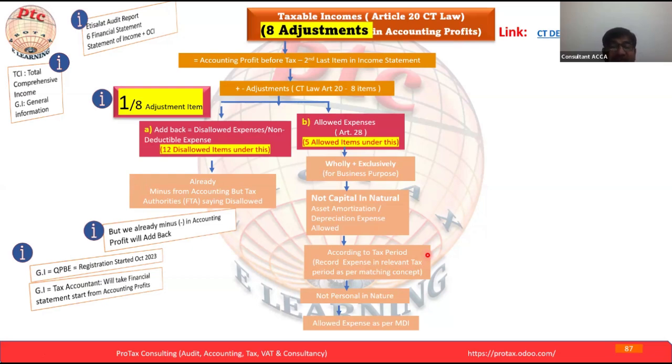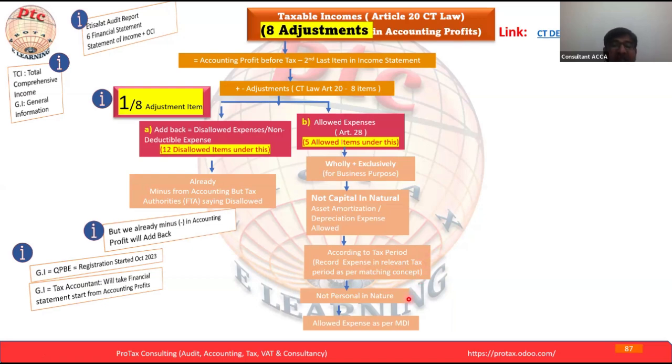Here we have to ensure that, as per the applicable accounting standard, all the treatment is done according to the tax period. If the expenses are incurred in the relevant tax period and are permissible as per the accounting standard, we will book them. We may book the provision or the accrual as per the accounting standard and accounting practice.